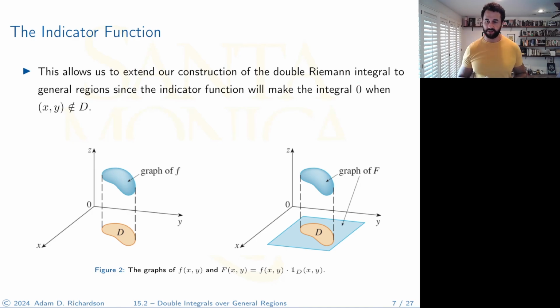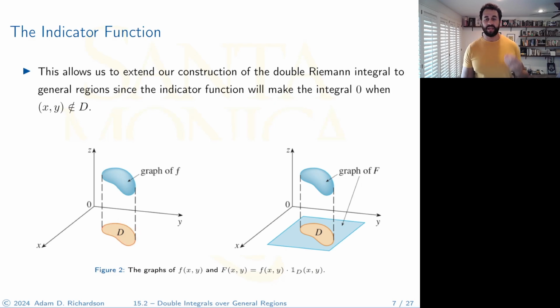Here's a three-dimensional look at it. So what this is going to do is let us extend our construction of the double Riemann integral to general regions, because the indicator function will make the integral 0 when the point's not in D. So this is a really good comparison. This is the graph of little f, and it's defined on this region D, this little bean-shaped thing.